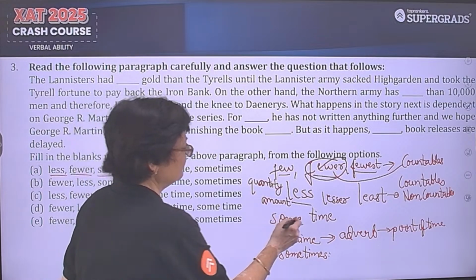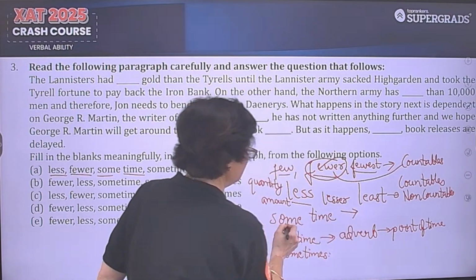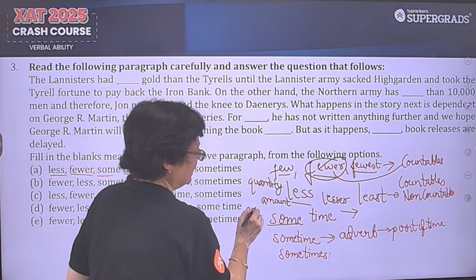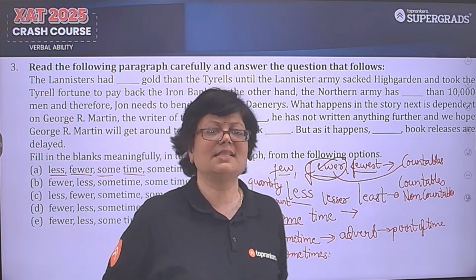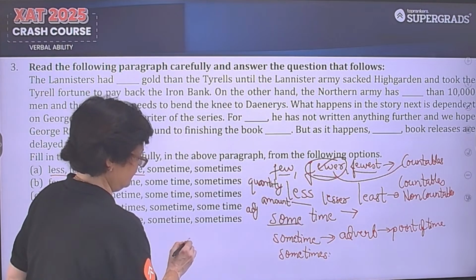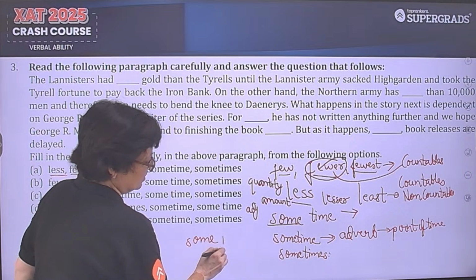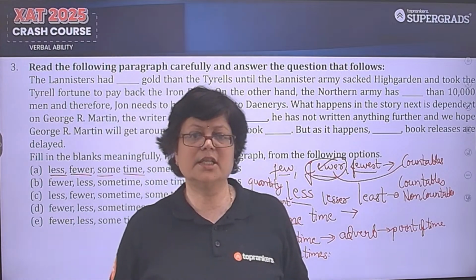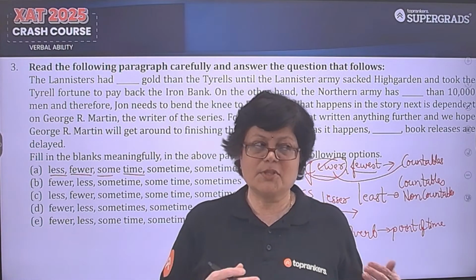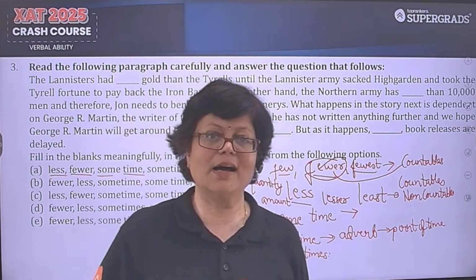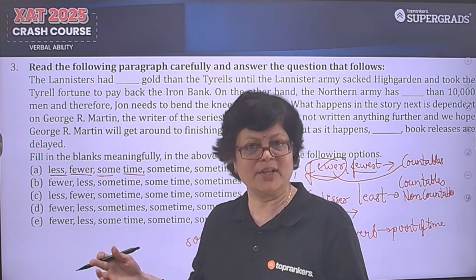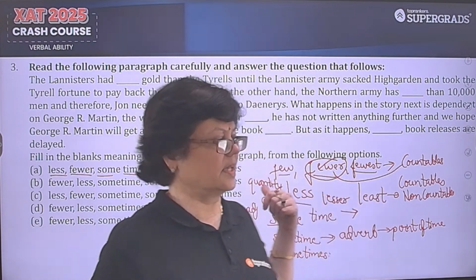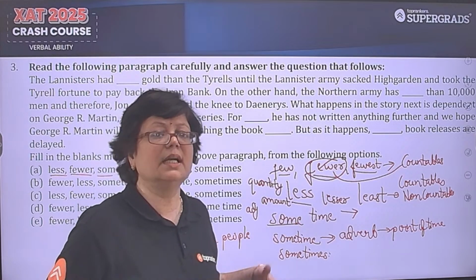Okay. Now, the first one, sometime, here you find that the some is actually an adjective. Just as I say, some people, if I say some spices were added to the dish to make it more tasty, some spices, some people, some flowers, some books are lying on the table. So this is an adjective, or you can also call it a determiner.